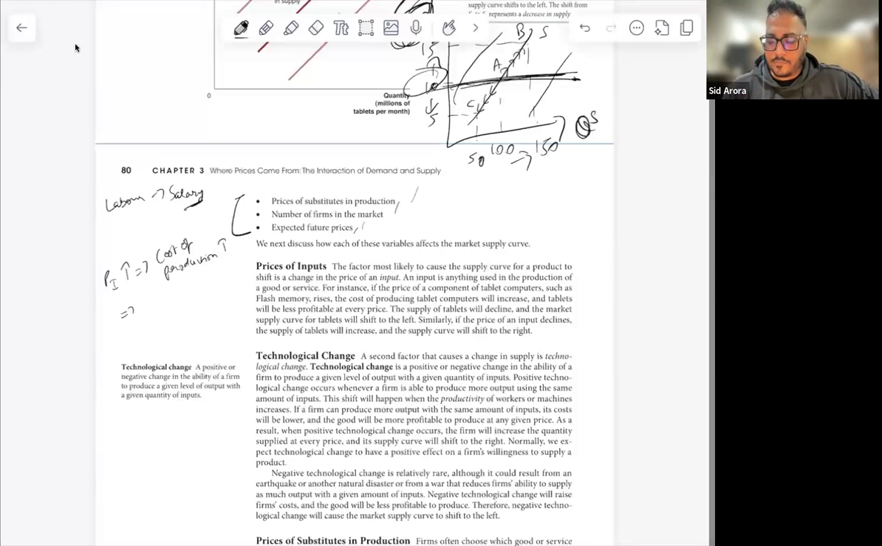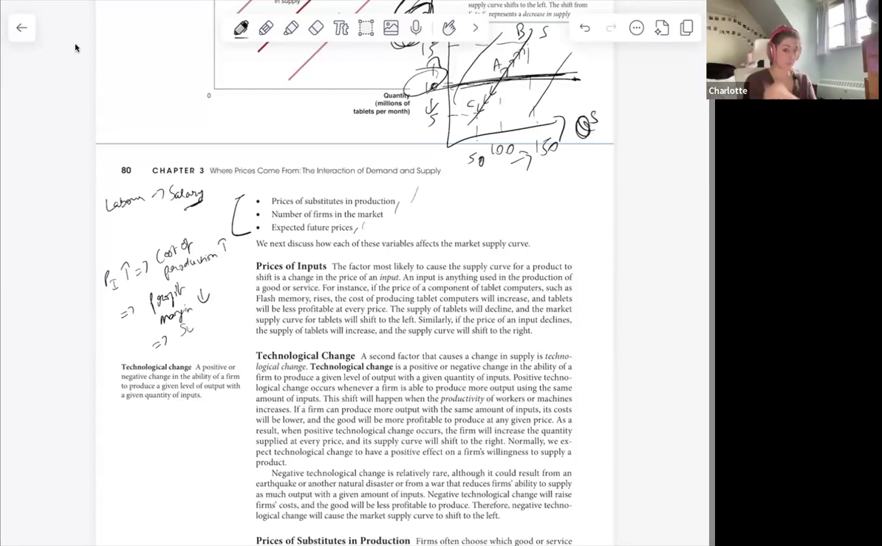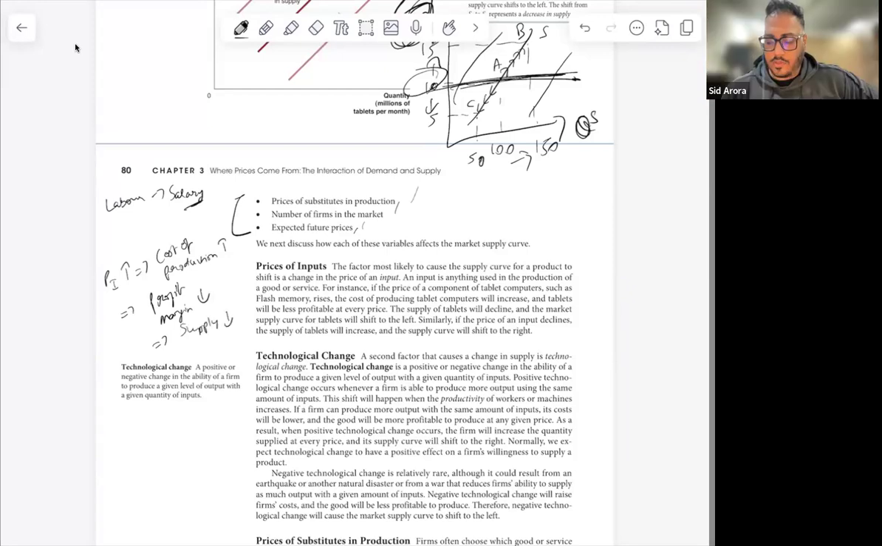So the price is the same, but your cost has gone up. So what does that mean? That means that your profit margins are going down, right? The price that you're selling at stays the same, but your cost is increasing. That means that your profit margins are going down. And if you're making less profit, then would you want to supply more or less? Less. So your supply goes down. Okay? So when the price of inputs goes up, the quantity supplied goes down. So that's a negative relationship.